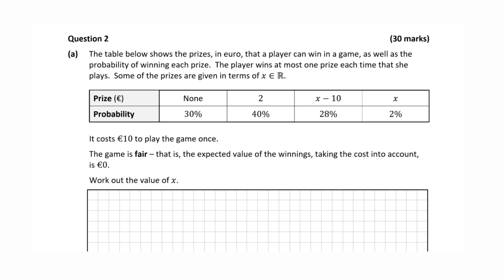So in part A of the question, they tell you that the table below shows prizes that a player can win in a game, as well as the probability of winning each prize. They tell you that it costs €10 to play the game once, and they also tell you that the game is fair, so that is the expected value of the winnings, taking the cost into account, is €0, and they want you to work out the value of x.